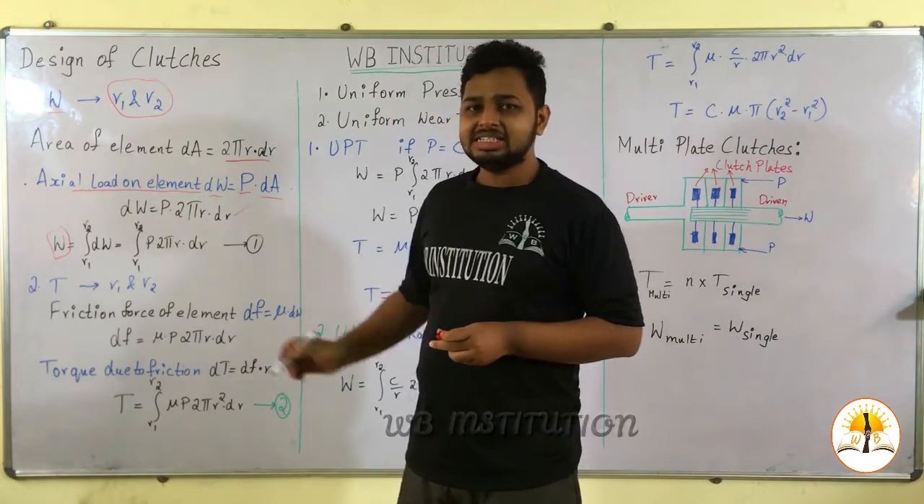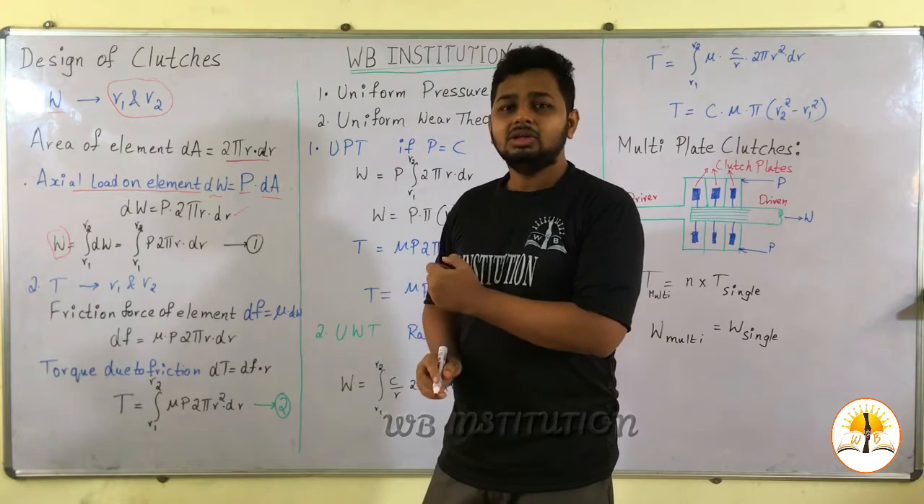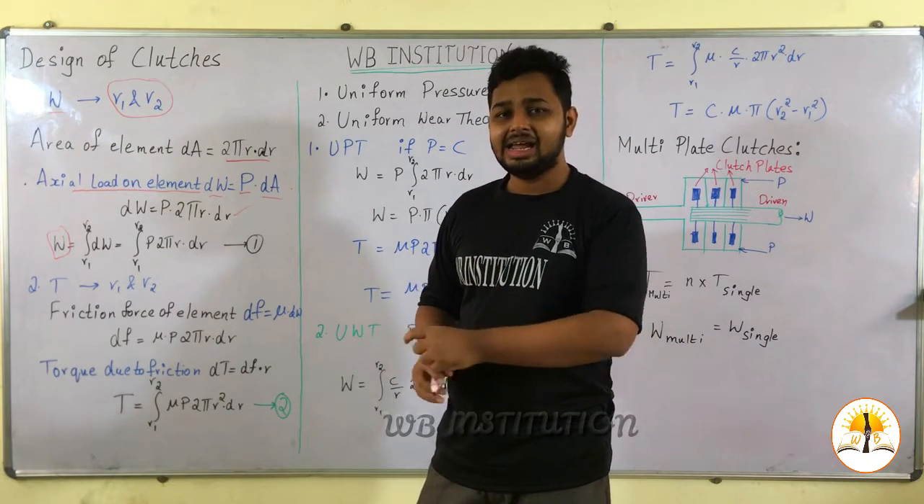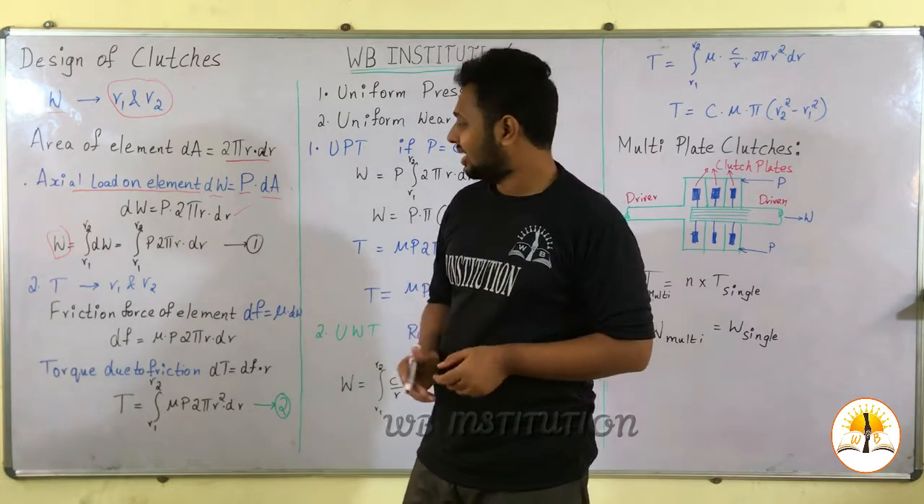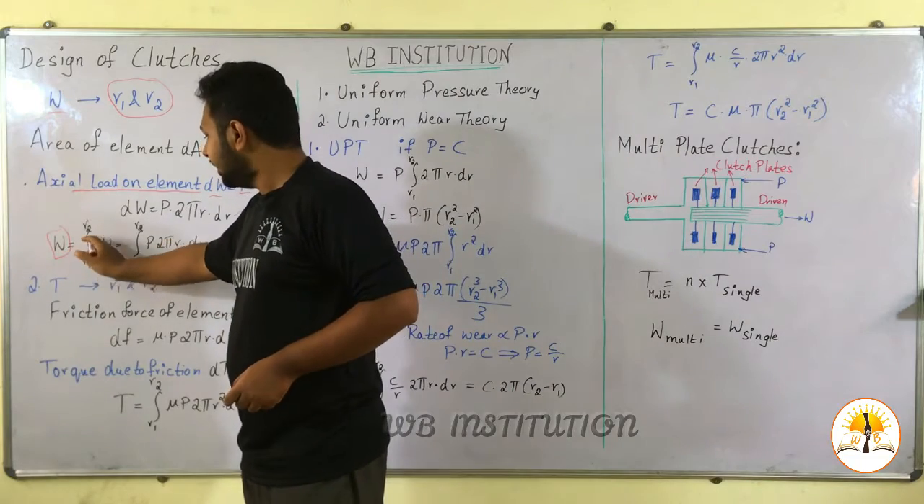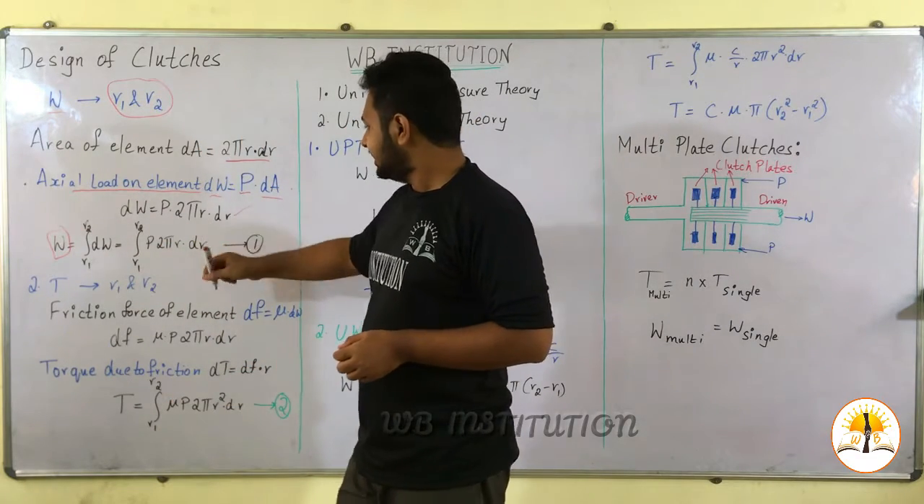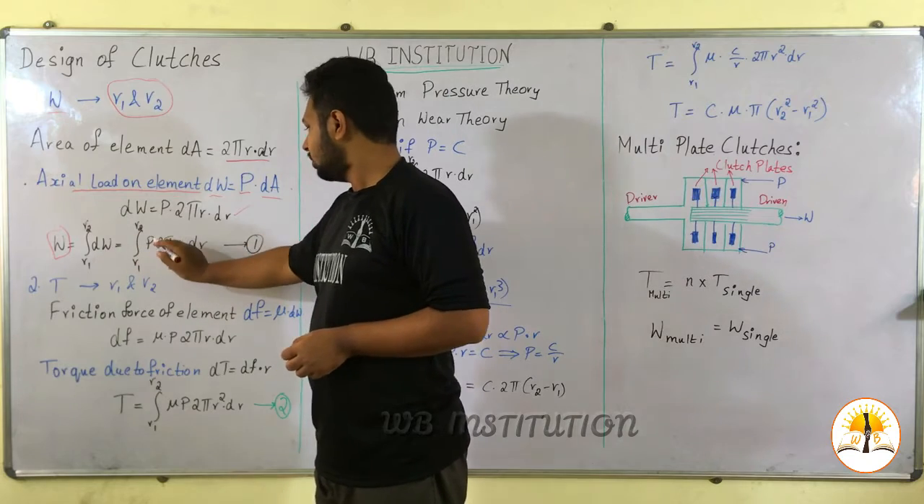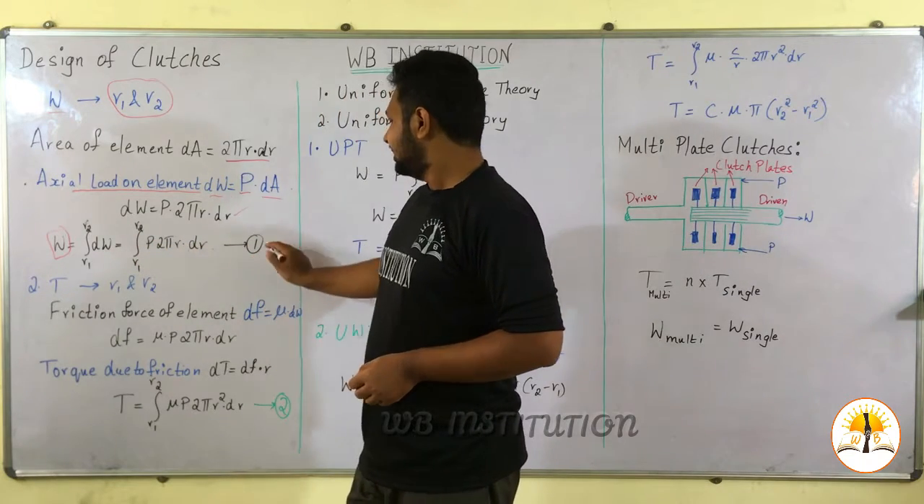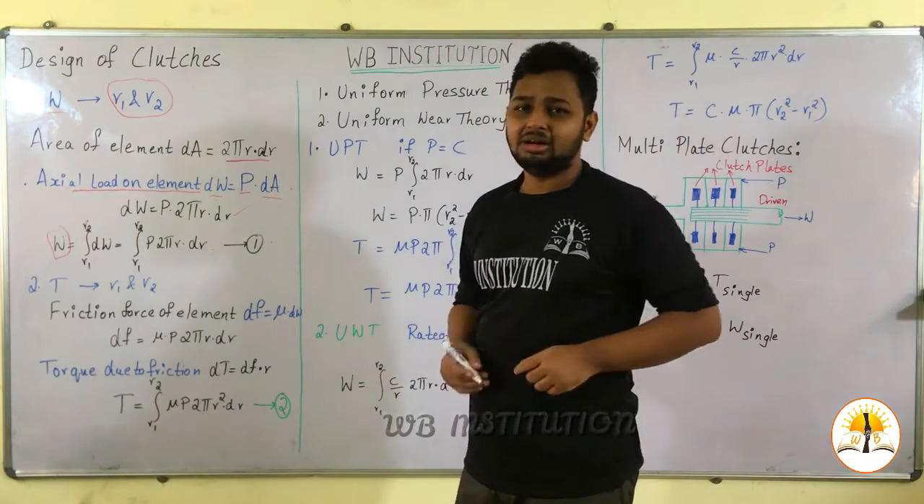Now if we integrate it, we get the load acting axially on the driven shaft, that is W equal to integral from R1 to R2 of dW. So W is the integral from R1 to R2 of P into 2 pi r dr. Let us call this equation number 1.